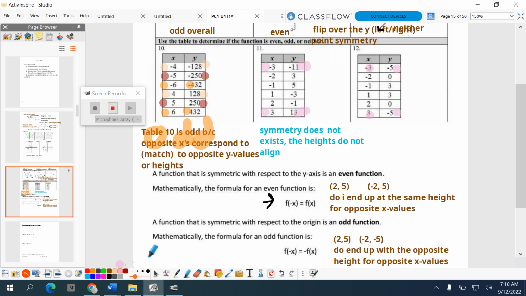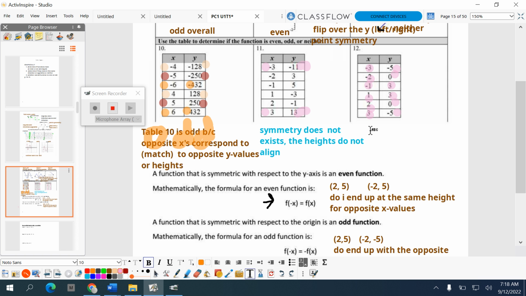And if I go through and check each one, -2 and 2, heights are the same, 0 and 0. -1 and 1, heights are the same. So I bet you figured out how to say this appropriately. So here, this is even, because the heights are the same.